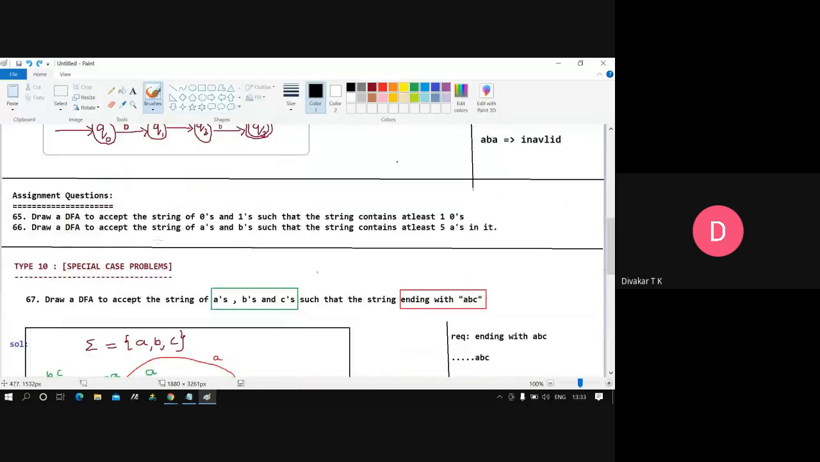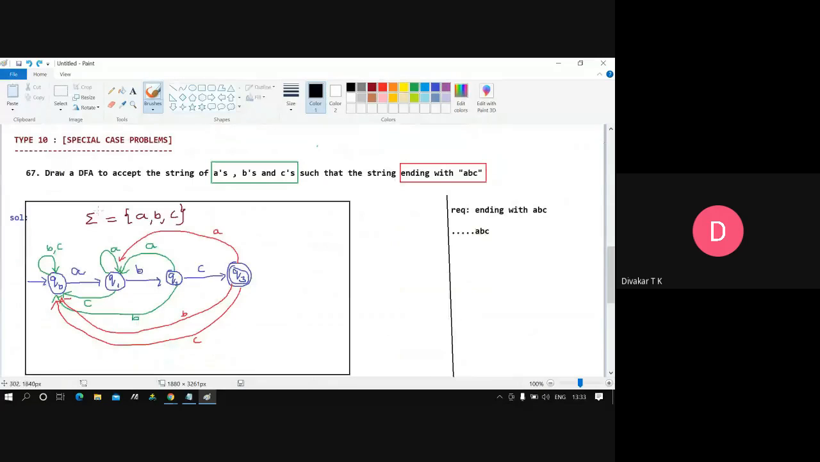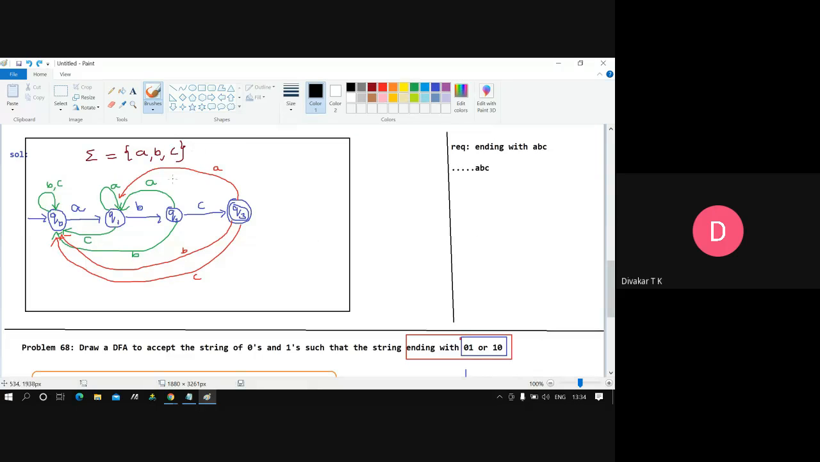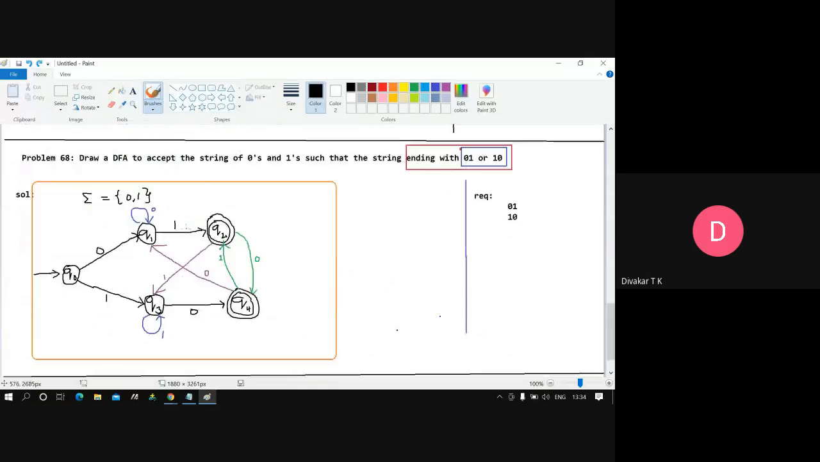I gave a couple of assignment questions also, and we just started with the type number 10 problem, special case problems. We have not finished type number 10 problems, it is still there. In problem 67, three symbols A, B, C are given, and it is ending with ABC. Analyze that diagram. Next, problem number 68, ending with 01 or 10, that case he has given, so you have to check with this. From q0 the 0 symbol will go.